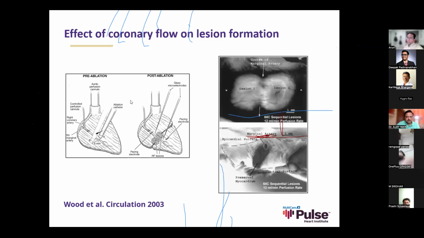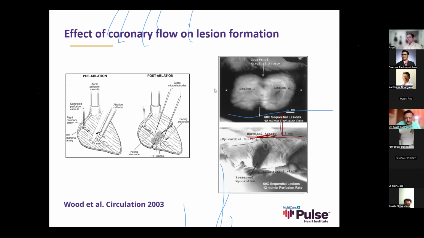The other issue that affects ablation lesion formation is coronary flow. This is the heat sink phenomenon. When you are heating around a coronary vessel, because the vessel has a lot of blood flow, there is a lot of heat dissipation in the coronary blood vessel, which can lead to protection of the myocardium around that area.